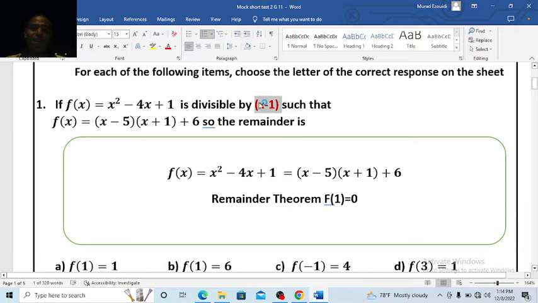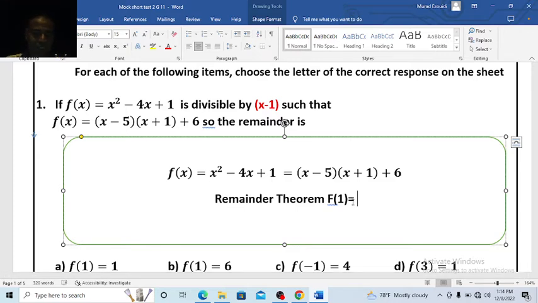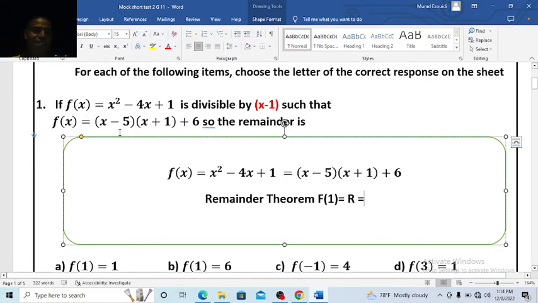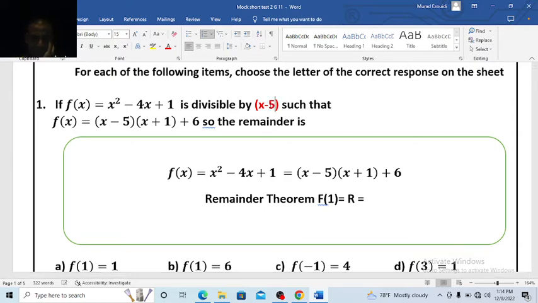So to use the remainder theorem, you are going to find the remainder: f of 1 is equal to what? R is the remainder. So for f of 1, my learners, you will substitute here. So f of 1 is equal to what exactly? For f of 1, I will substitute here x minus 5, I will make x minus 5.